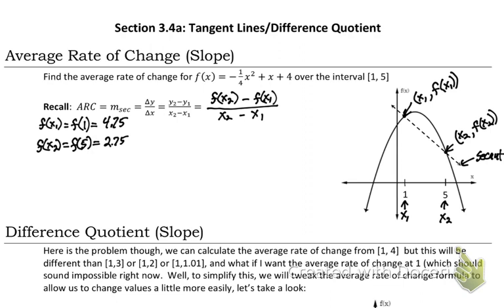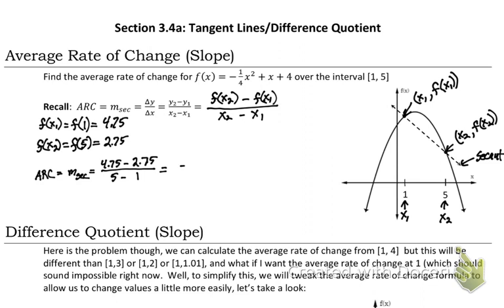Now they're asking for our average rate of change, ARC. Our average rate of change is the same thing as the slope of that secant line, which is going to be our y sub 2, 2.75, minus our first y value, 4.75, all over our x values subtracted, 5 minus 1.